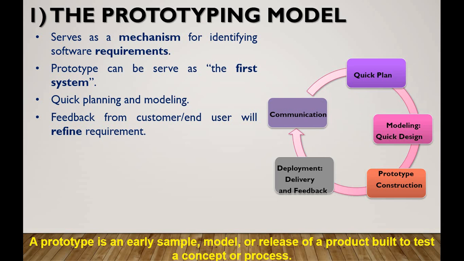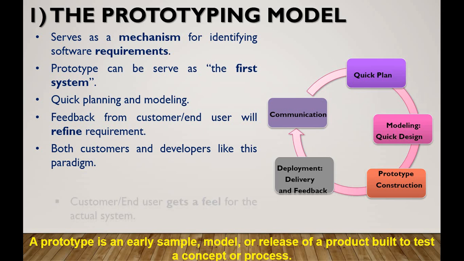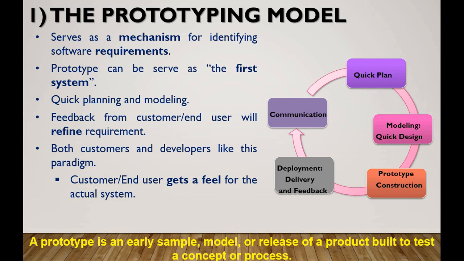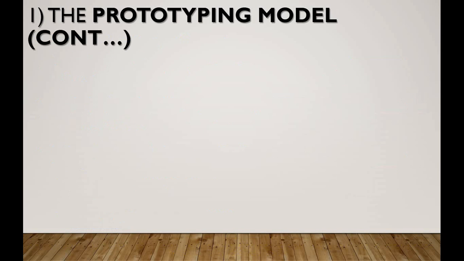Means if we deliver our prototype to the customer, then some changes or requirements can be made by the customer. Both customer and developer like this paradigm. Means each and every aspect will be discussed after the prototype. The customer or end user gets a feel for the actual system. Means using the prototype, they can feel the actual system. The developer gets to build something immediately.